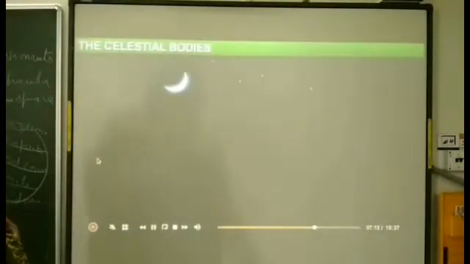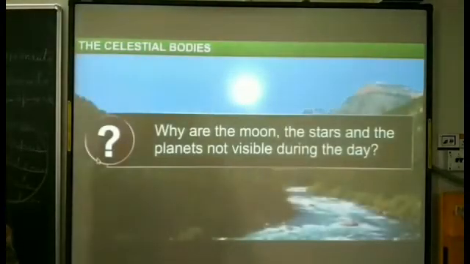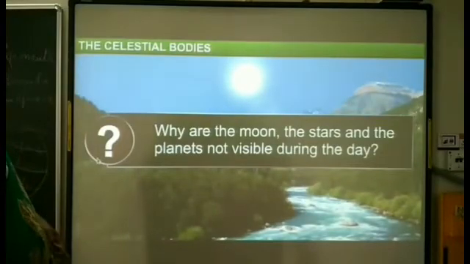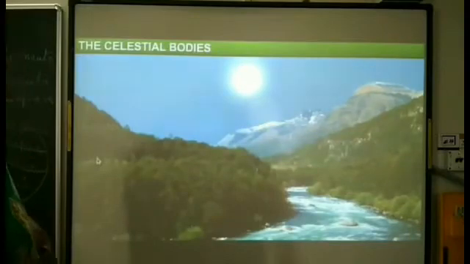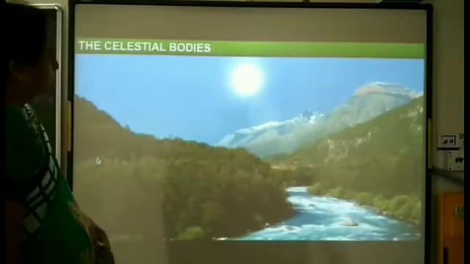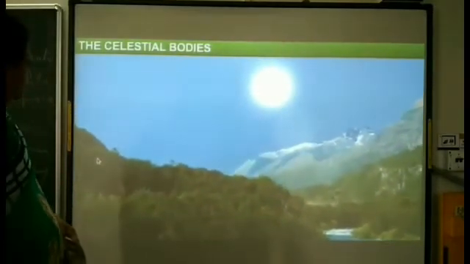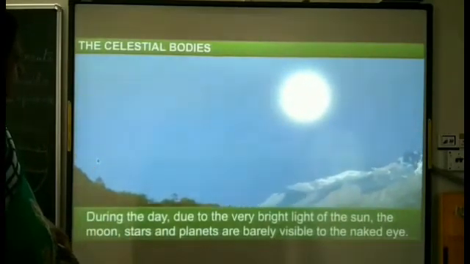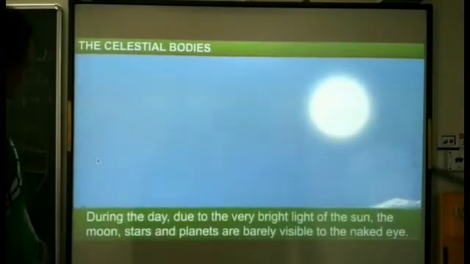Looks like the sun is back. So, where did the moon, the stars and the planets go? Actually, they are very much here, except that they have been outshined by the sun. The sun's light is very, very bright. Hence, the other celestial bodies pale off and are barely visible to the naked eye.